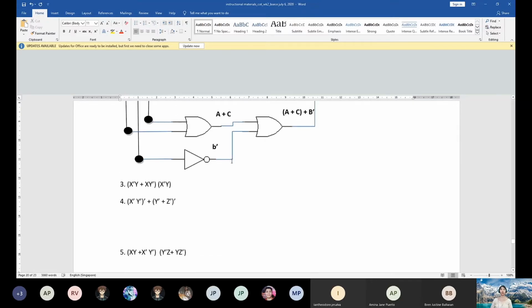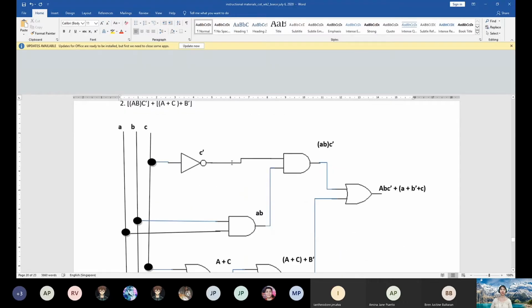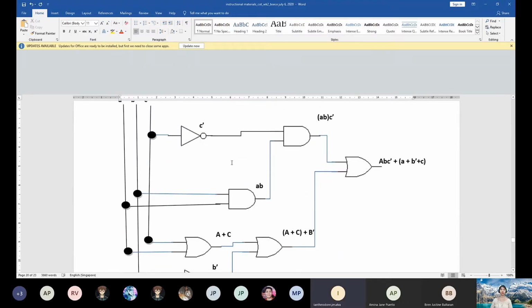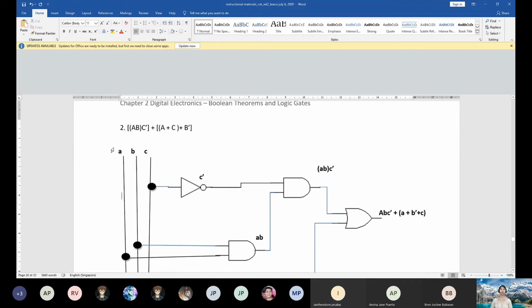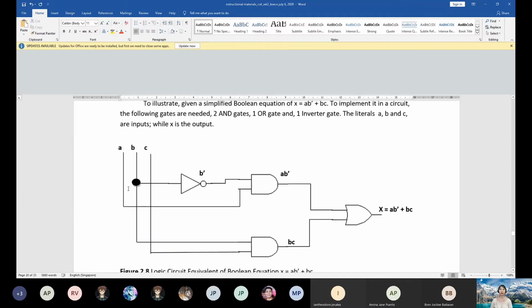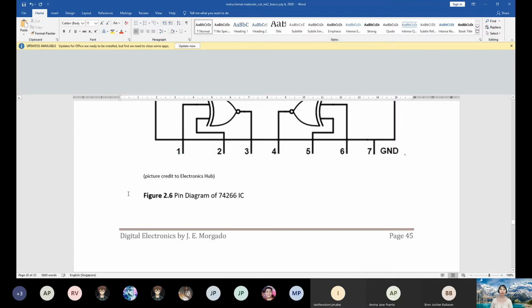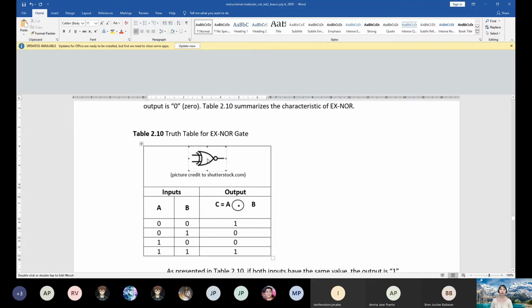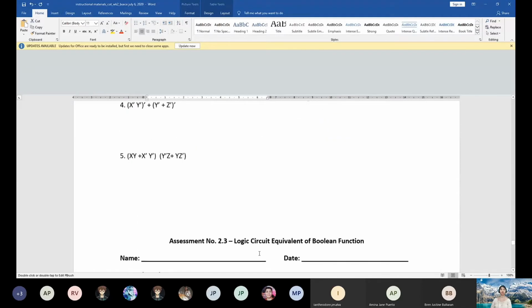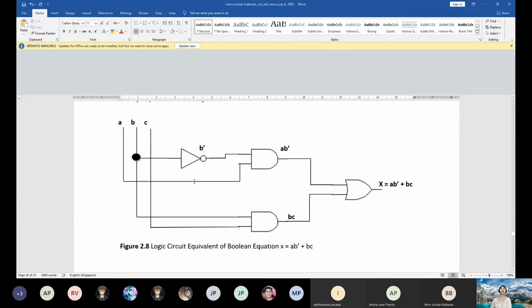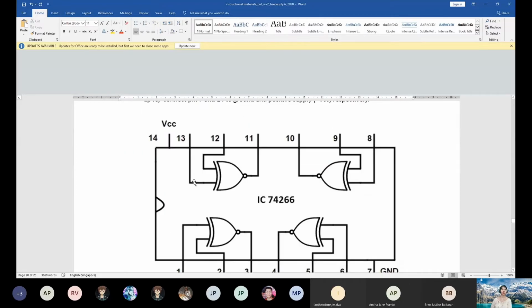So what do you think? What gates, class? XOR po. Okay, so we'll use XOR and XNOR. Let's copy some XOR and XNOR here. And what else? XOR and XNOR.